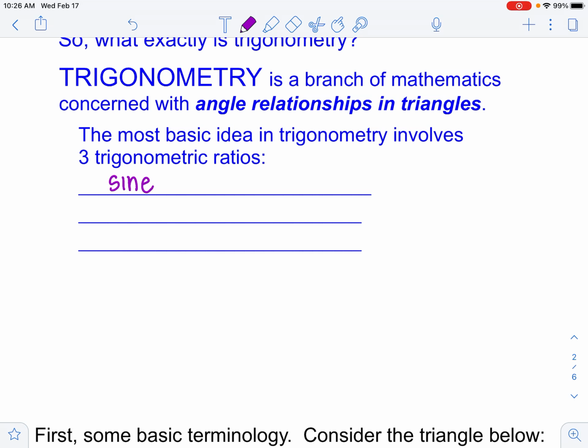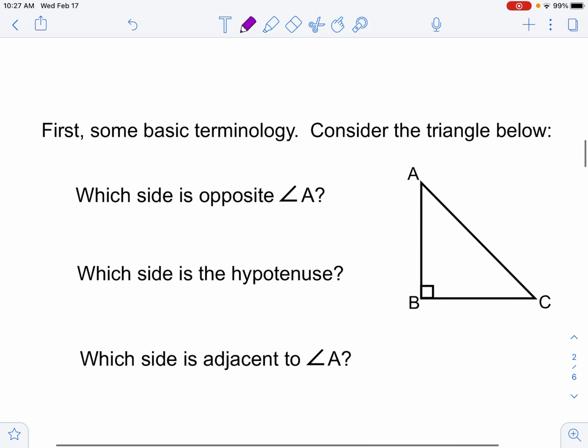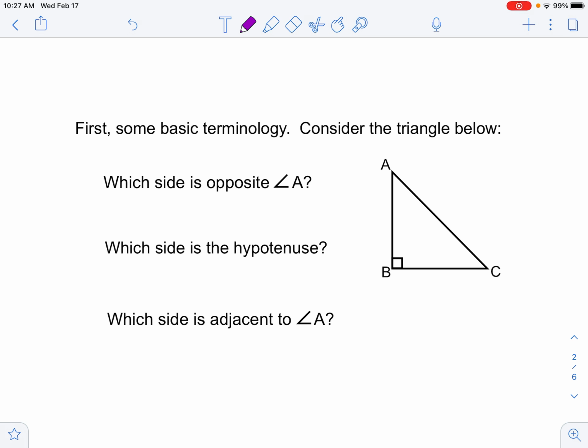The first one is sine. How you spell it is S-I-N-E. The abbreviation is S-I-N. Because people see the abbreviation, they think it's pronounced sin. It's not. It's sine. Then there's cosine. That's how you spell it, co, and then the same spelling as sine. The abbreviation is C-O-S. But once again, you don't call it cos, it's cosine. And the last one is tangent. Tangent's abbreviation is T-A-N.